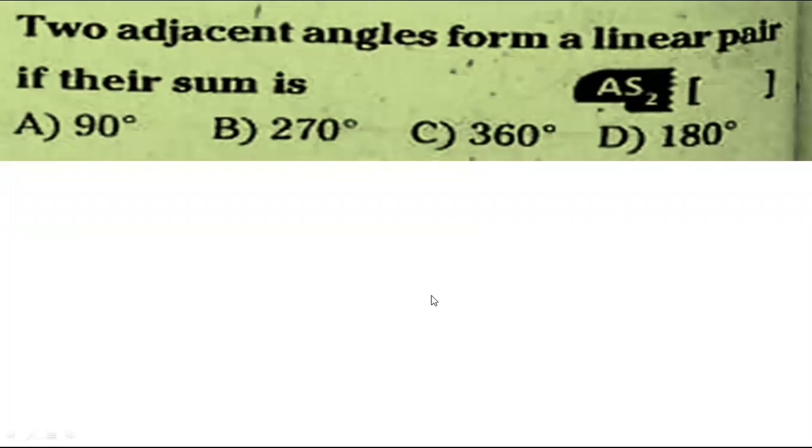Next question. Two adjacent angles form a linear pair if their sum is... to form a linear pair, their sum should be 180 degrees. Option D is correct.